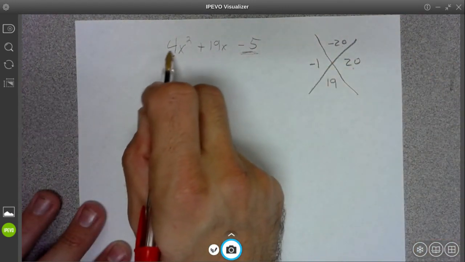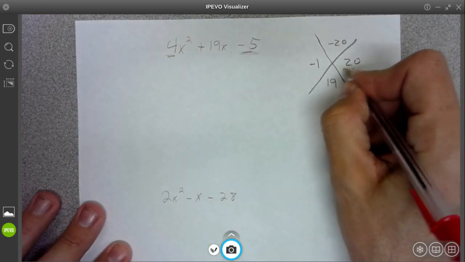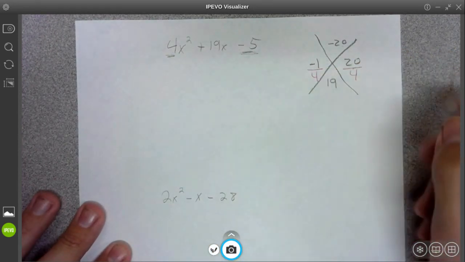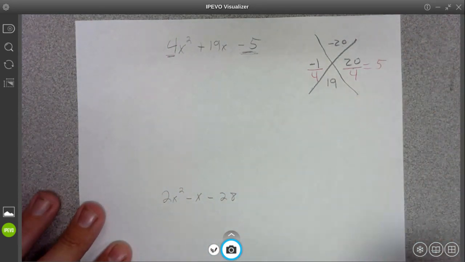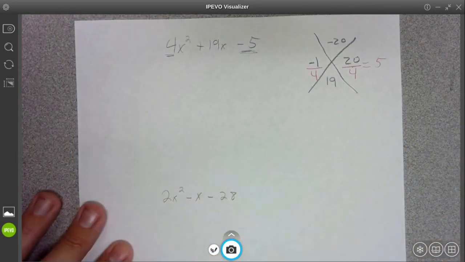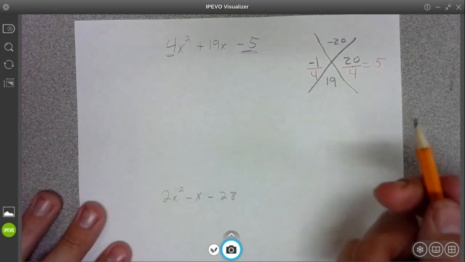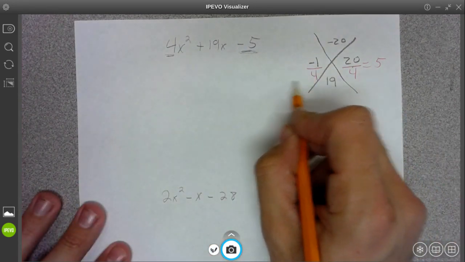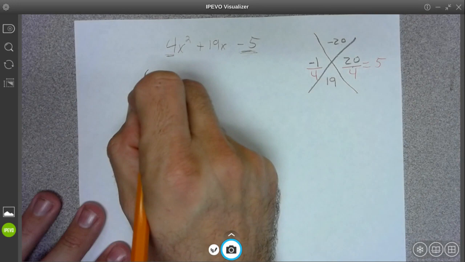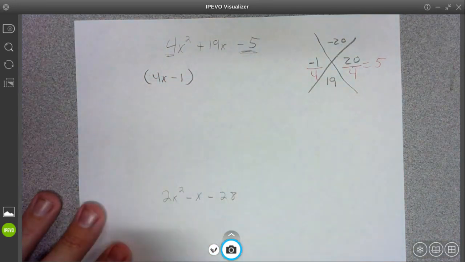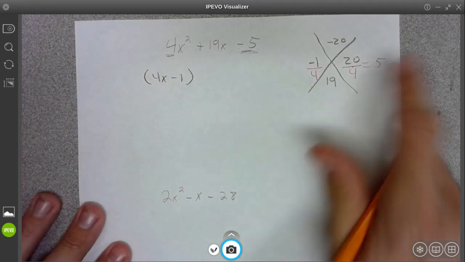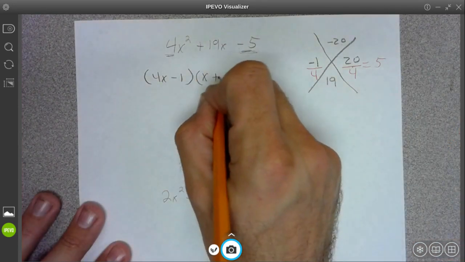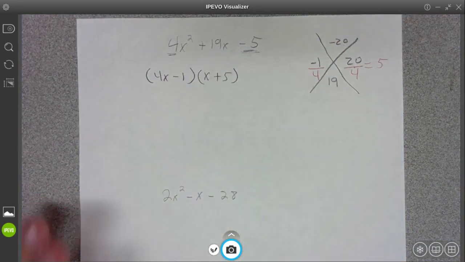Now we'll divide it. We're going to divide it by the A term. So divide by 4, divide by 4. Simplify this. 20 over 4 will just become a 5. 1/4 won't simplify. Okay, factored form. We can go ahead and write our answer. Bring our 4 out. So it's going to be a 4x minus 1. And then here it's going to be a positive 5. So it's going to be x plus 5. That's it.